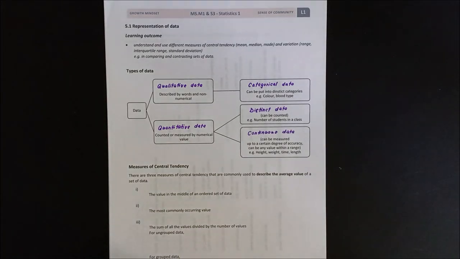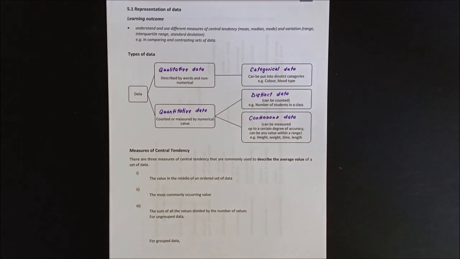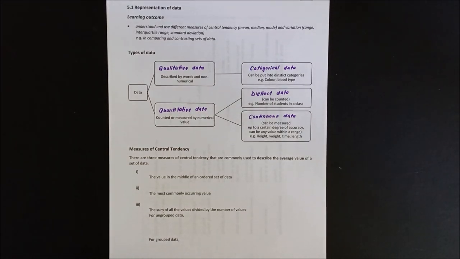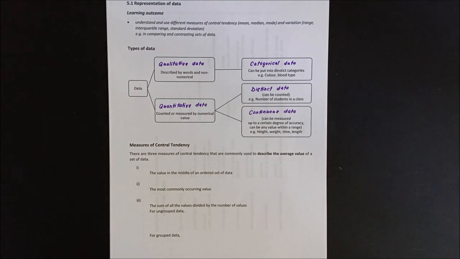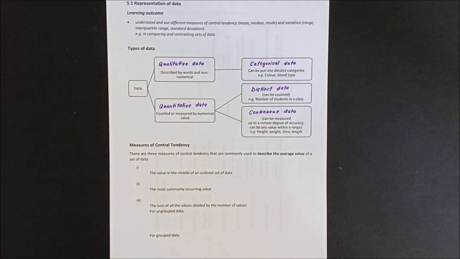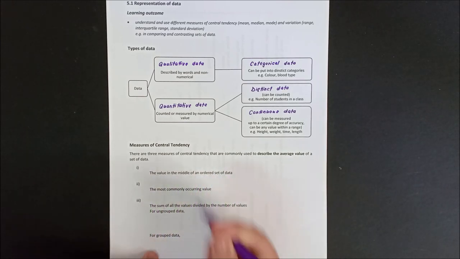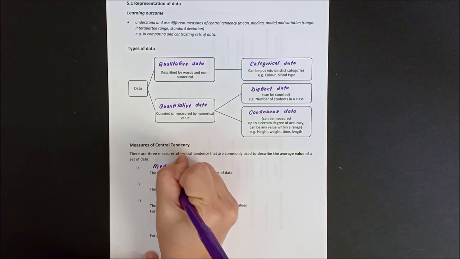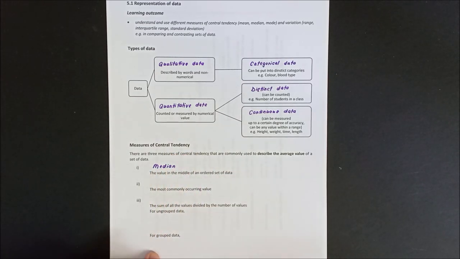So we're going to the main point of today's lesson, which is measures of central tendency. When we talk about central tendency, normally we use this measure to describe the average value of a set of data. Just remember the word average. There are three measures that we can use to describe the average. The first one is the value in the middle of an ordered set of data. We call this value the median. Later we will look at some examples. For now it's just an introduction.